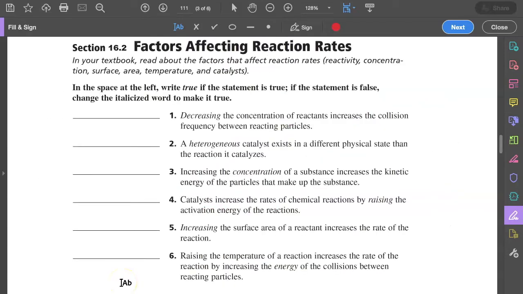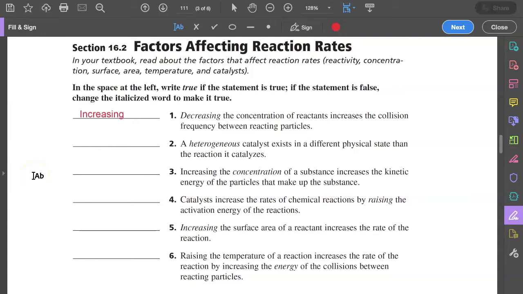All right, for this page, we begin section 2. We have the factors affecting reaction rates. We talked about things like reactivity, concentration, surface area, temperature, and even catalysts. So number 1, if it's true, we say it's true. If it's false, we correct the italicized word. Decreasing the concentration of reactants increases the collision frequency between reacting particles.